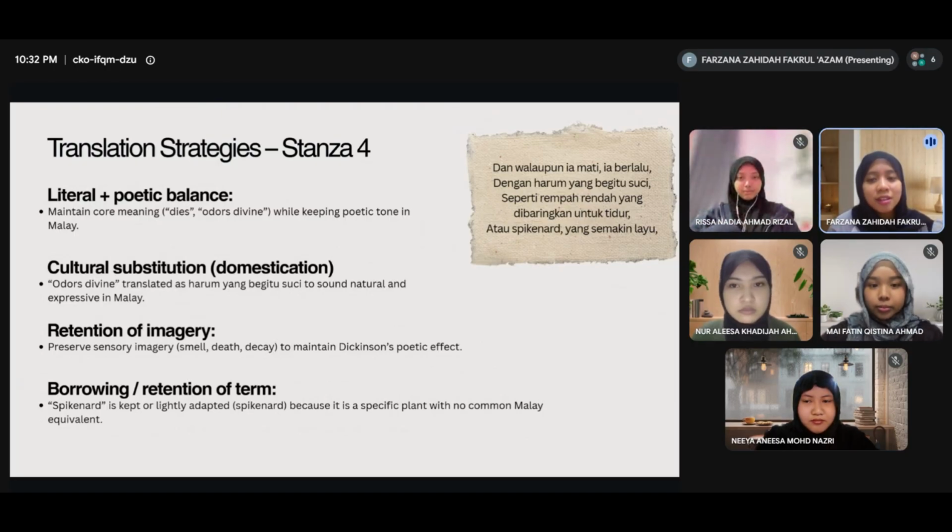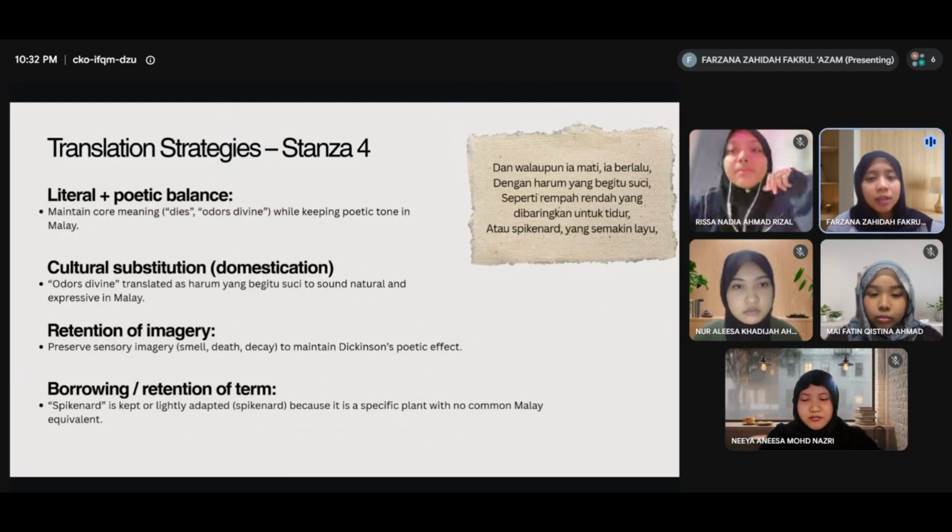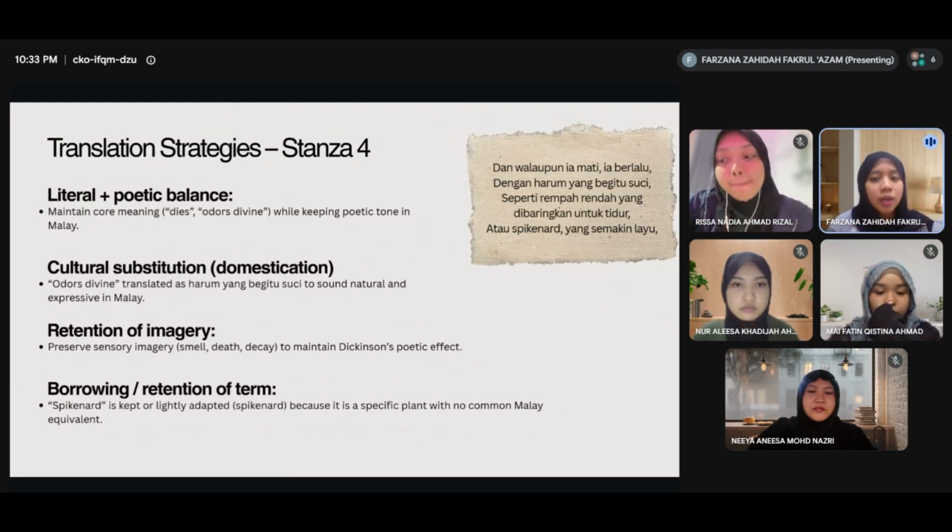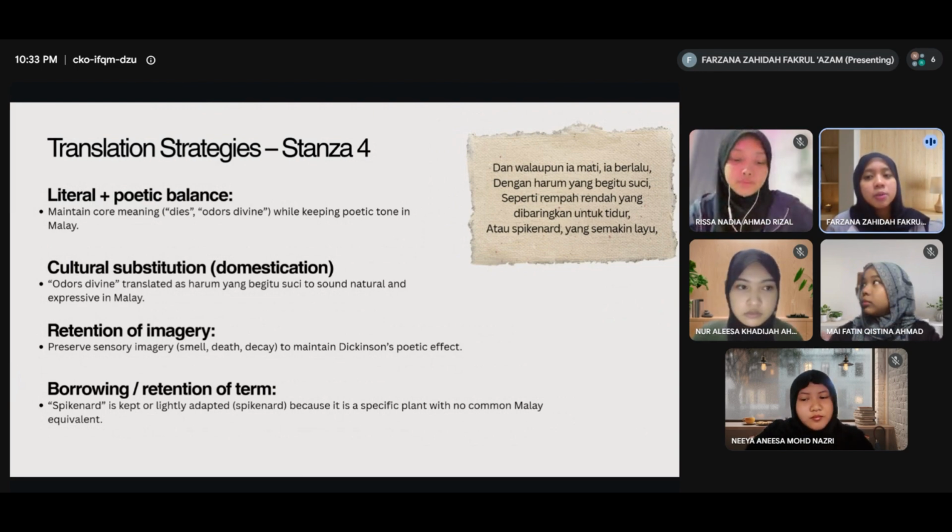So in this stanza, several translation strategies are used to preserve both meaning and poetic effect. First, literal poetic balance is applied. The translation stays quite close to the original structure and meaning, while still maintaining a poetic flow in Malay. This helps preserve the tone and rhythm of the original poem.